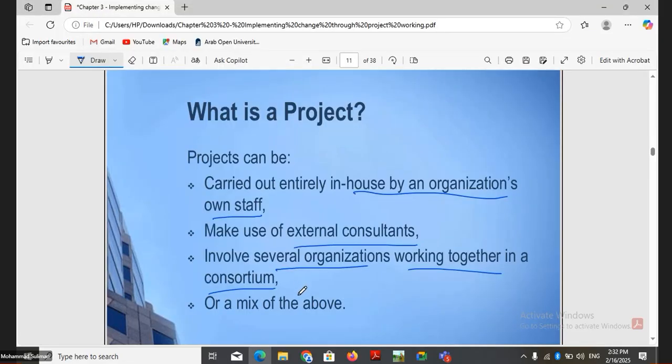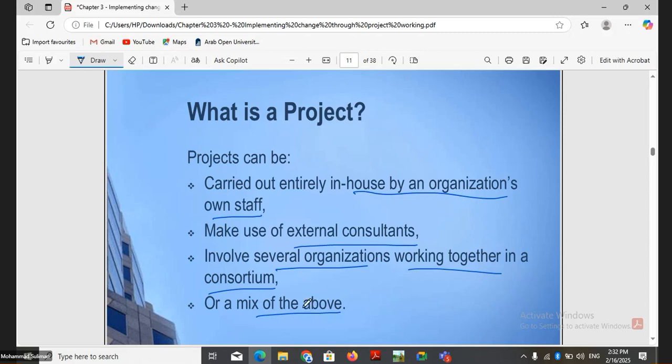Or a mix of the above. It means it can be many. If the project is very big, there can be many different organizations working together. For example, hosting Olympic Games. It's a very big project. So here many different organizations will work to achieve their objectives.